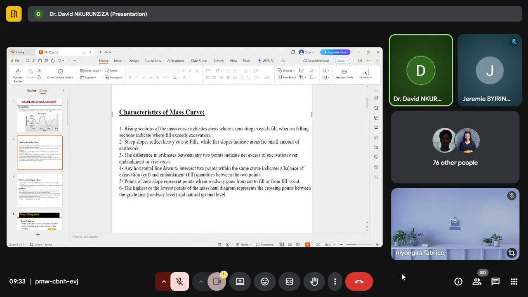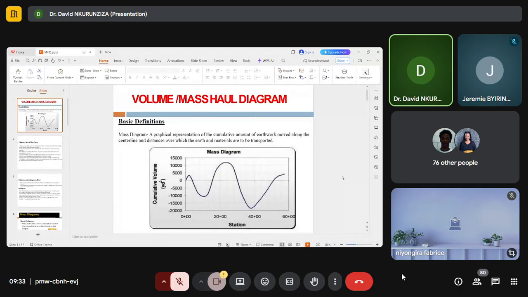Then if you look at the diagram, let's go back to the diagram so that you can see the characteristics. You can see that any horizontal line is drawn to intersect two points. For example, if I draw a line here, you can see you have 0, 5,000, 10,000, 15,000 cubic meters. Suppose I draw a line like this. This line will be intersecting this point and this point.